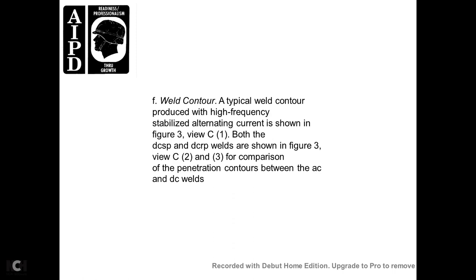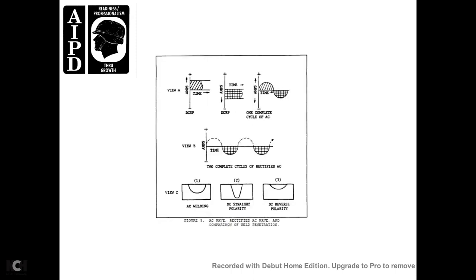Weld contour. A typical weld contour produced by the high frequency stabilized alternating current procedure is shown in figure 3, view C1, while direct current straight polarity and direct current reverse polarity welds are shown in figure 3, views C2 and C3, for comparison of penetration and contour in AC and DC welds.